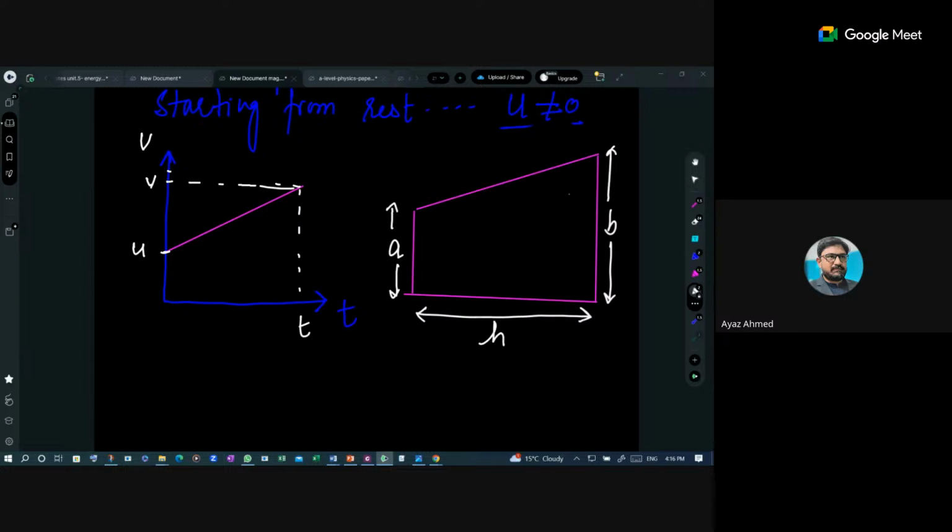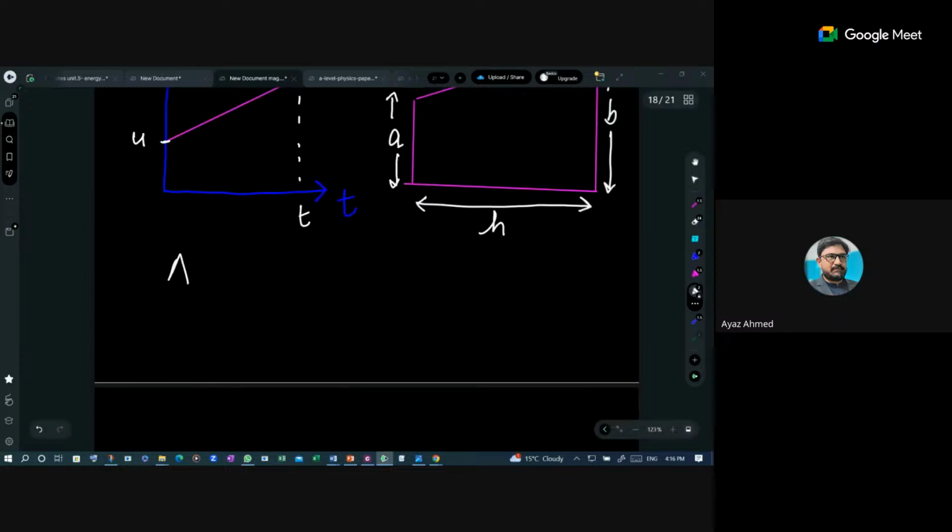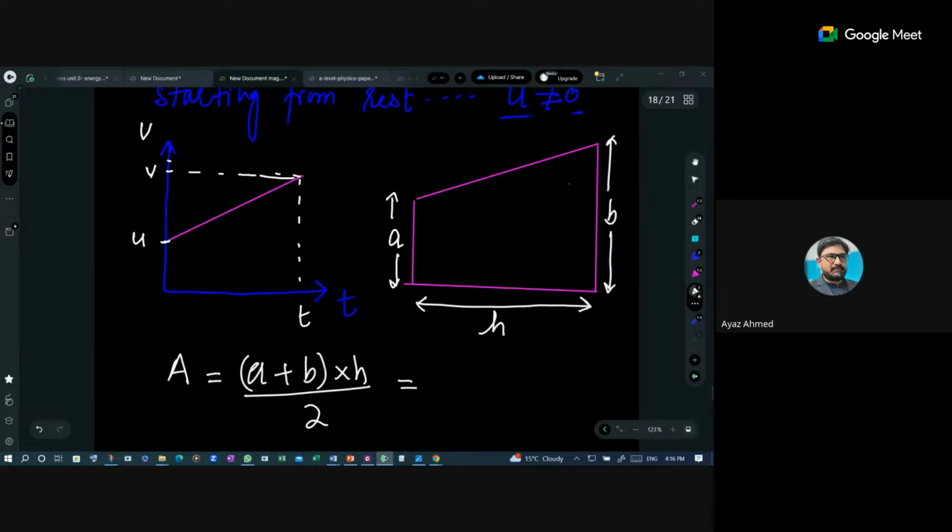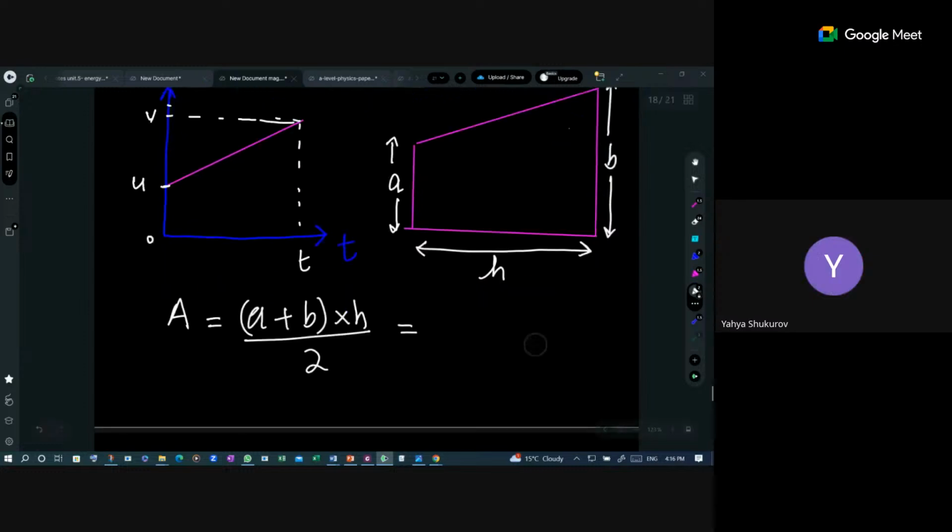So what is the area of a trapezium? The area of the trapezium is (a plus b) times h divided by 2. Do you remember this thing? Yes. So a and b can be two speeds, because a and b are the two speed sides. A is basically its initial speed, starting from 0, then its initial speed, then final speed, and then h.